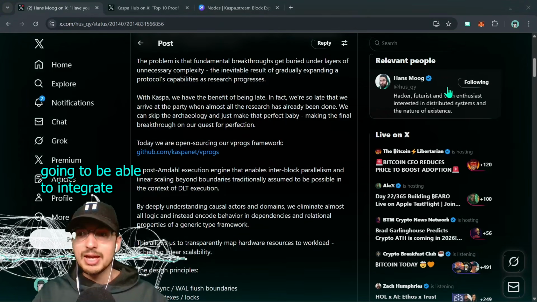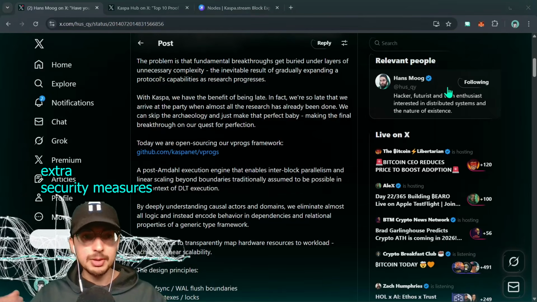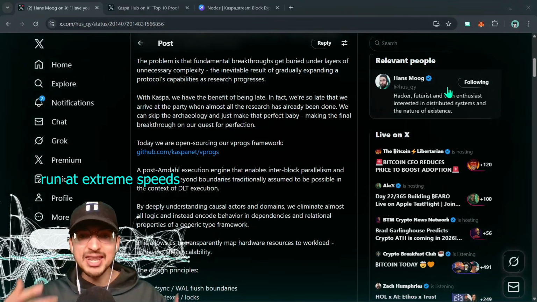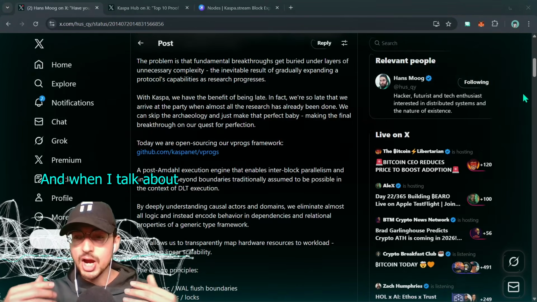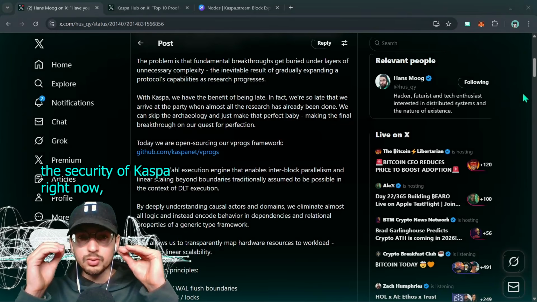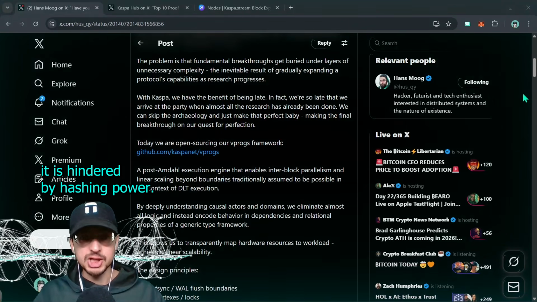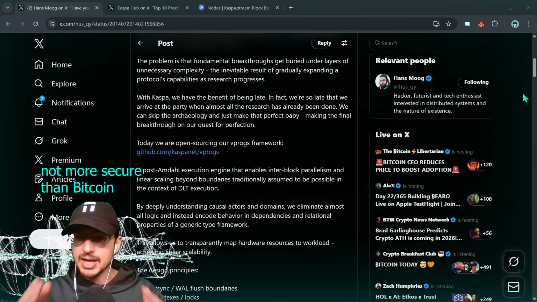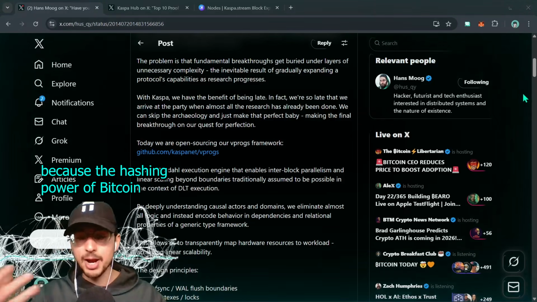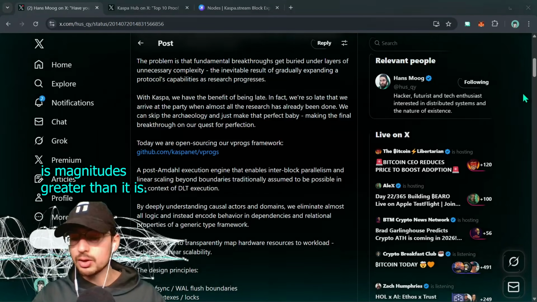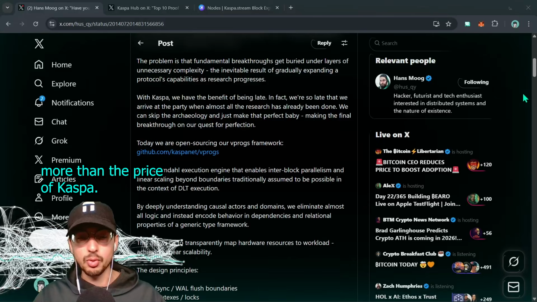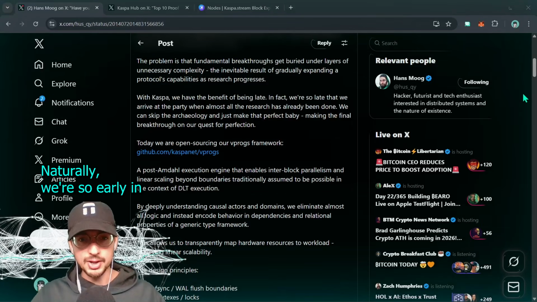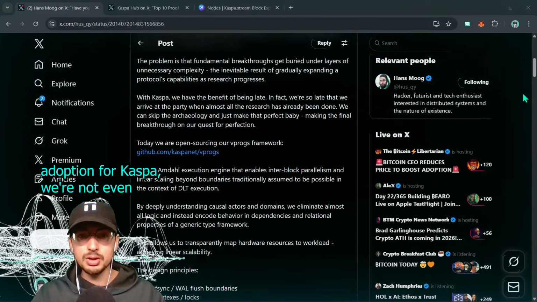It's going to be able to integrate all these extra security measures and still run at extreme speeds, as fast as the internet. And when I talk about the security of Kaspa, right now it is hindered by hashing power. Obviously, it's not more secure than Bitcoin because the hashing power on Bitcoin is magnitudes greater than it is on Kaspa. Naturally, just like the price of Bitcoin is magnitudes more than the price of Kaspa. Naturally, we're so early in adoption for Kaspa.